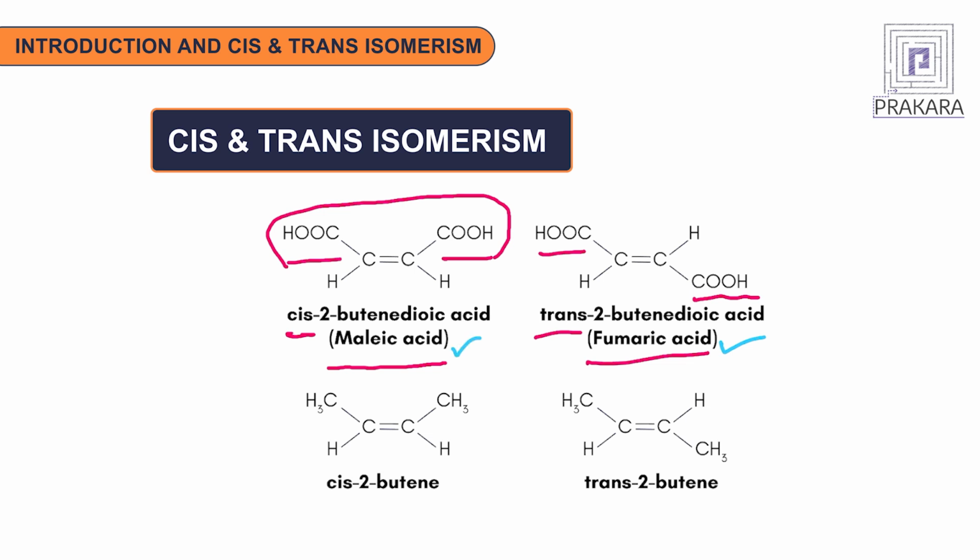These are the derivatives of butenedioic acid. When the arrangement is cis, it is regarded as maleic acid. When the arrangement is trans, it is regarded as fumaric acid. Another example given is cis-butene and trans-butene. In cis-butene, both methyl groups are arranged on the same side of the double bonded carbon. If the methyl groups are arranged on opposite sides, we call it the trans form.